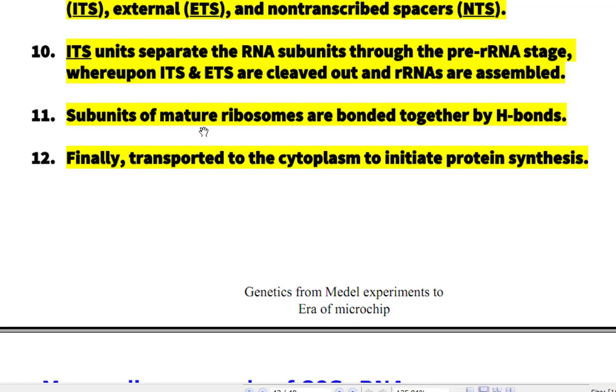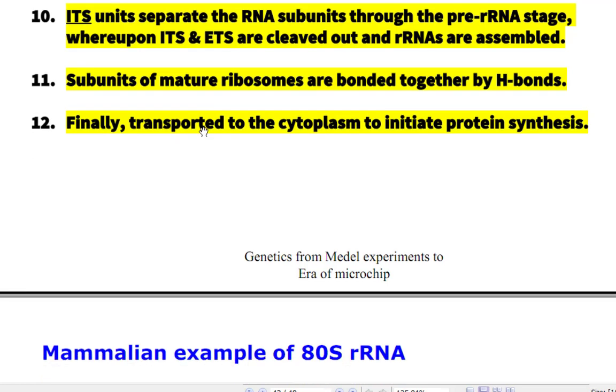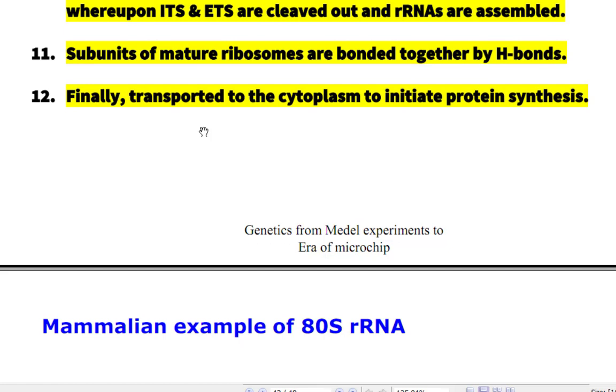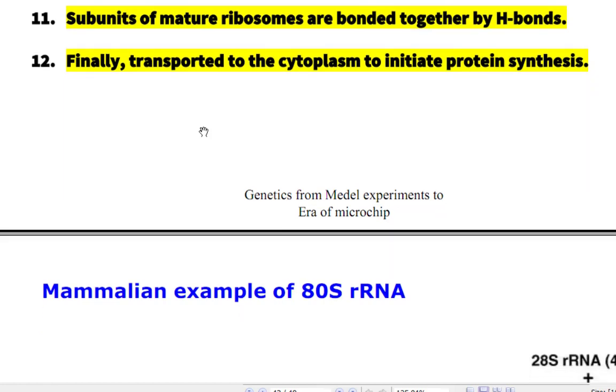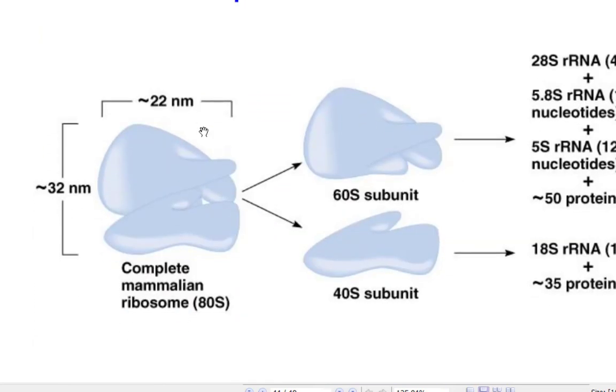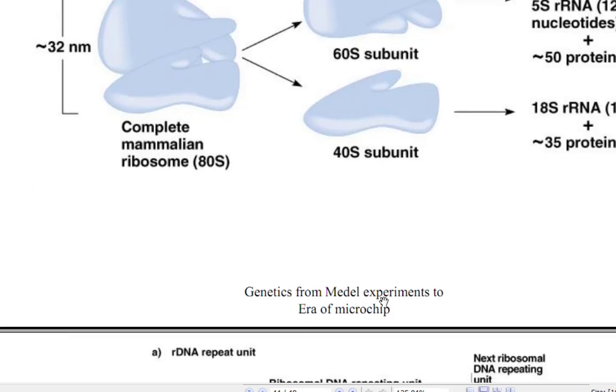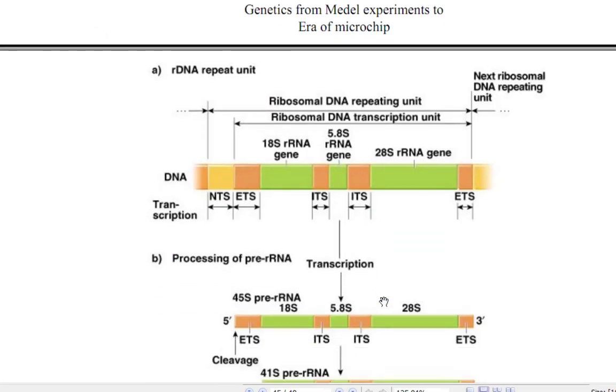ITS units separate the RNA subunits through the pre-RNA stage, where ETS are left out and the ribosomal RNA are assembled. Subunits of the mature ribosome are bonded together by H bonds, finally transported to the cytoplasm to initiate protein synthesis. Here a mammalian example of 80S ribosomal RNA, 60S subunit, 40S subunit. Ribosomal DNA repeat unit.